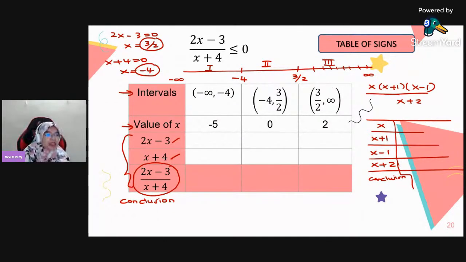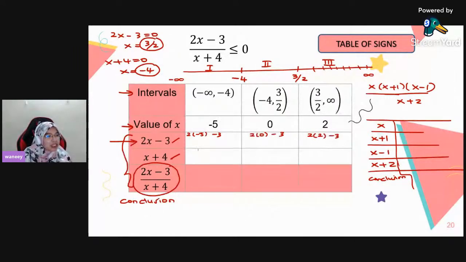Okay, so what happened next is that we are going to substitute each value of x into the factor. So for example over here, 2x minus 3. So substitute 2 multiply with negative 5 and then you minus with 3. So the only thing that we want is the sign. Is it a positive or is it negative? So negative 10, negative 3. So this is a negative answer. So this is negative. And then substitute with 0. So 2 times with 0 minus with 3. And then this one 2 times 2 minus 3. What is the sign?